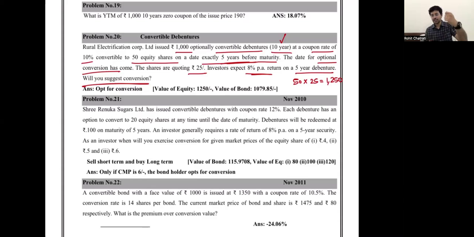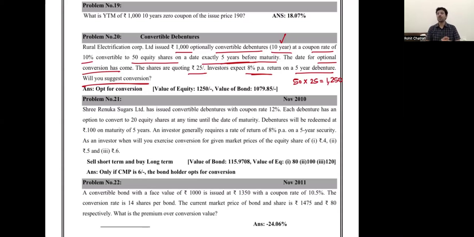So I will surrender the bond, receive 50 equity shares, sell those 50 equity shares, and I will actually earn rupees 1250. I will be selling them at rupees 25. That is when I convert the bond into equity shares.